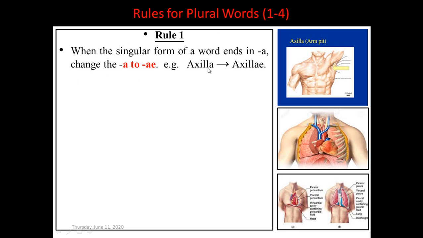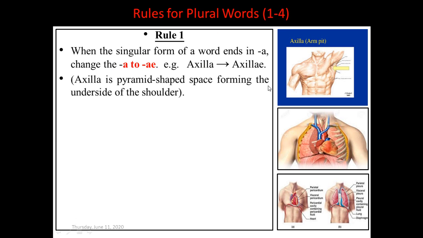For example, axilla, axillae. Axilla, this is the axilla, the armpit part. Axilla is a pyramidal shaped space forming the underside of the shoulder. So this is the axilla. If it is one, we call it axilla. For plural, plenty of axillae, we call it axillae, not axilla. This is the plural words.